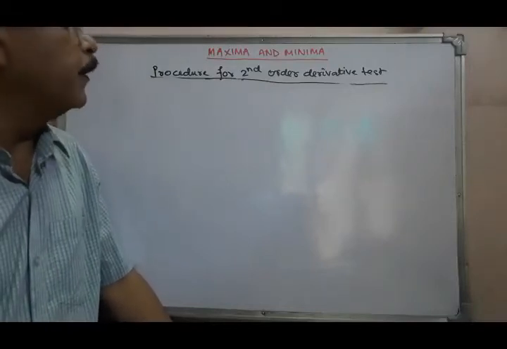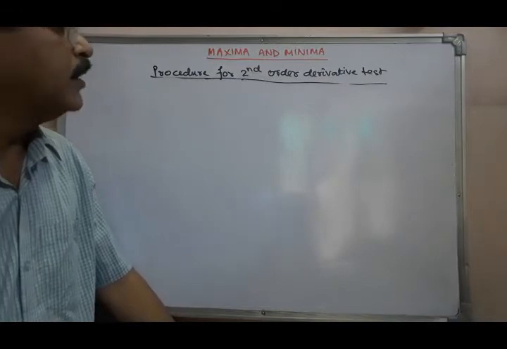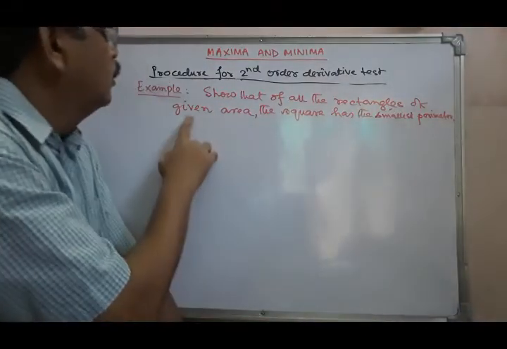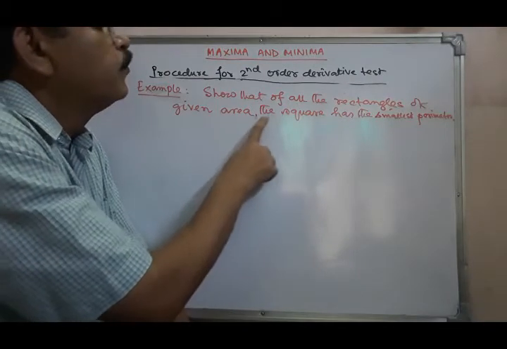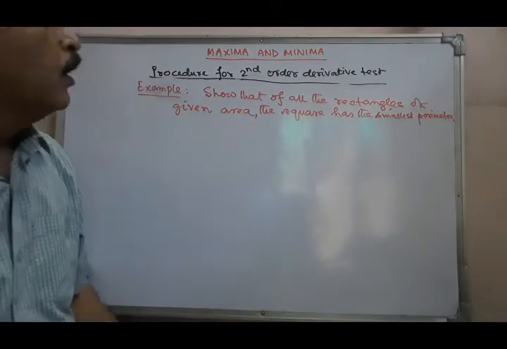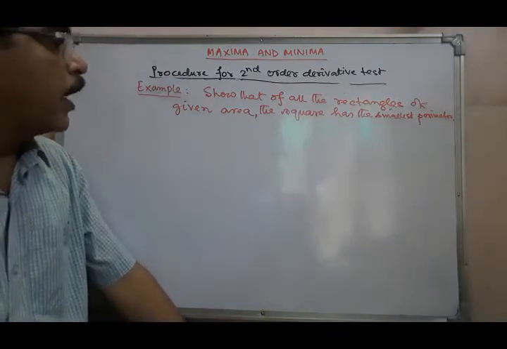Now I am explaining the procedure and steps for practical problems, such as proving that of all the rectangles of given area, the square has the smallest perimeter. So how to solve this sum? We are writing the procedure and the steps.